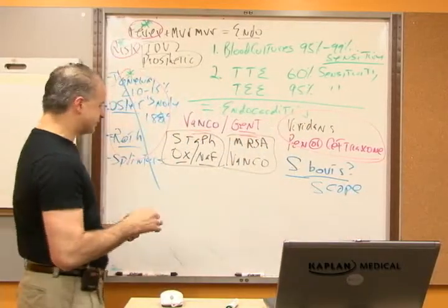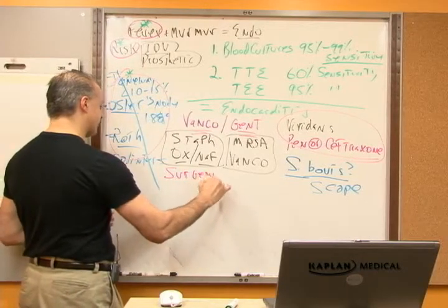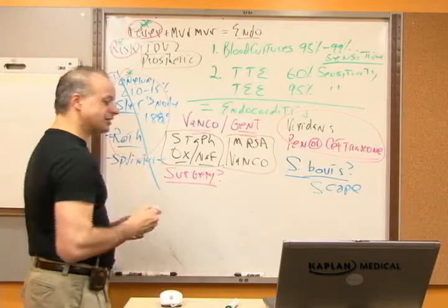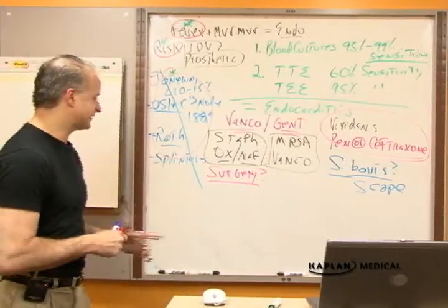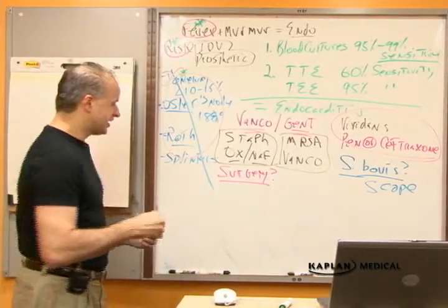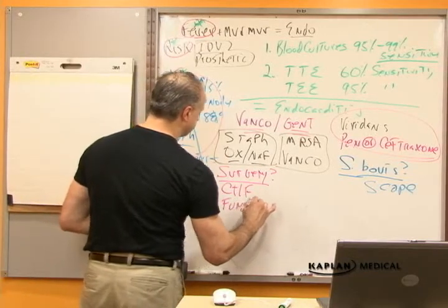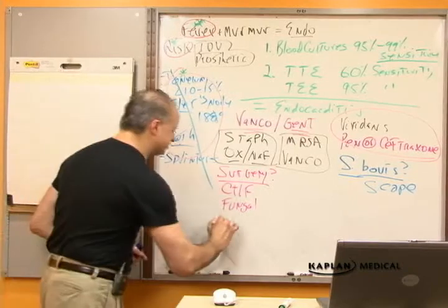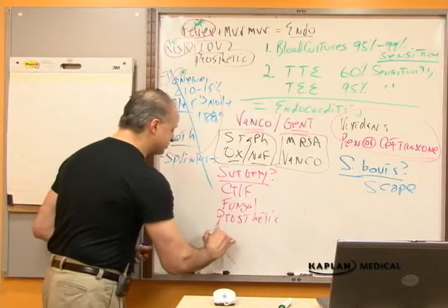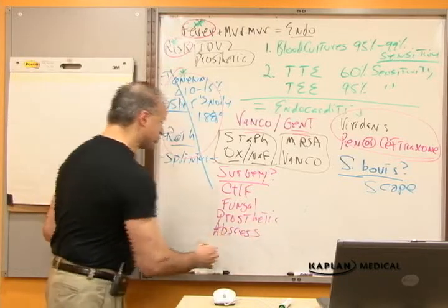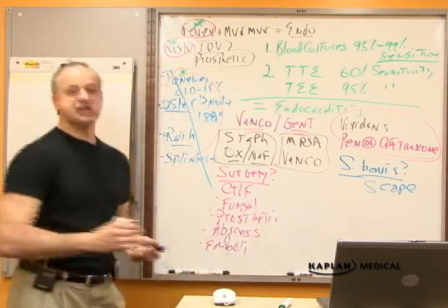Finally, what is the single strongest indication for surgery in the management of endocarditis? And the answer is congestive failure. Now, it is true that fungal endocarditis does better with surgery. It's true that prosthetic valve endocarditis does better with surgery, probably. It is true that abscesses need to be drained. It is true that people who continue to have recurrent embolic phenomena and very large vegetations should do better with surgery.